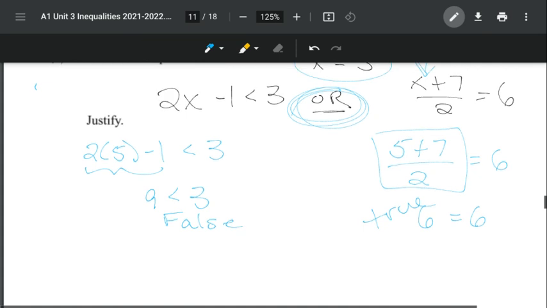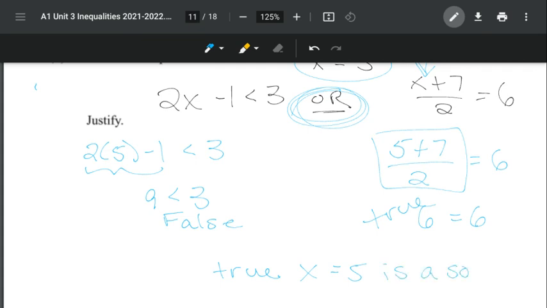So we would say down here, everything is true. So x equals 5 is a solution. If the statement's true, then it's a solution. If the whole statement's false, then it's not a solution.